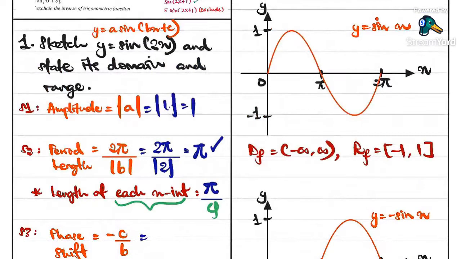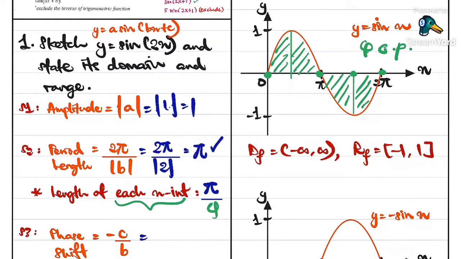Because in one cycle there are 4 regions, isn't it? It means that there are 4 critical points, 1, 2, 3, 4. We call these critical points, and sometimes I call them x-intercepts. We just need to find the x-intercepts whenever we sketch a graph, isn't it? Therefore we divide it by 4 because we need to find the x-intercepts.